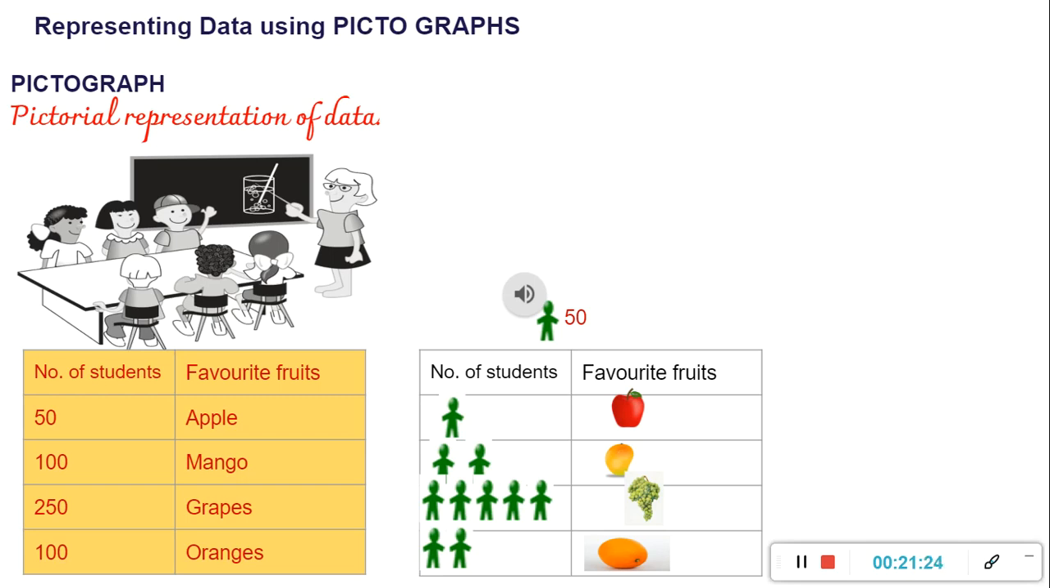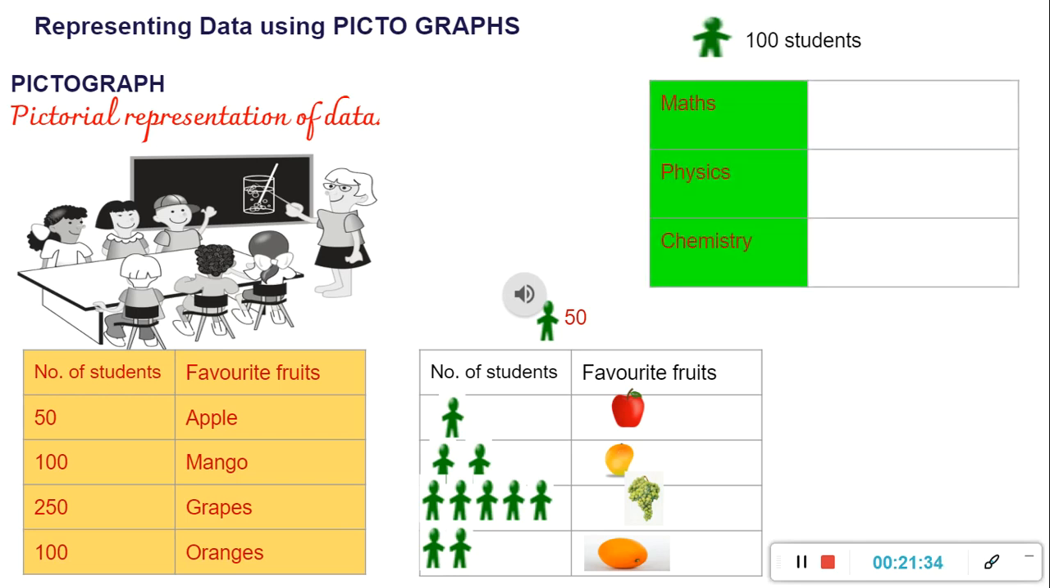See here, let's assume that we have a class of a group of 100 students, and we have asked the students to choose their favorite subjects. They have been given options of maths, physics and chemistry, and they have to decide out of these three subjects which is the one that they like the most.